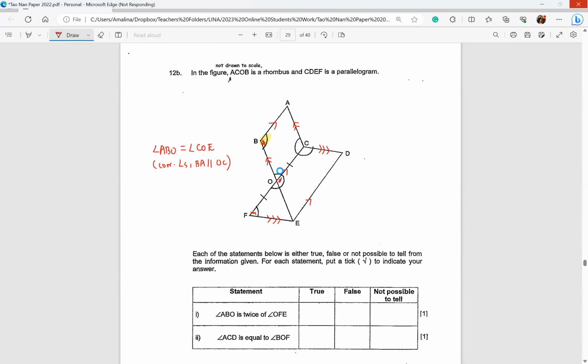So these two angles, they are the same. But there's no way to tell that this angle OFE is half of this angle. There's not enough information given to tell me that. Okay, so in other words, right, it's not possible to tell. If I just highlight again this angle.